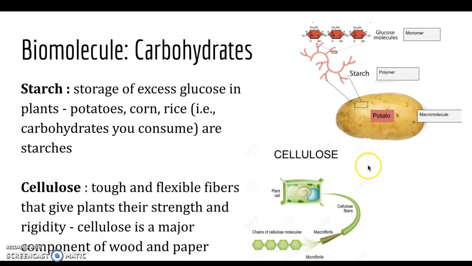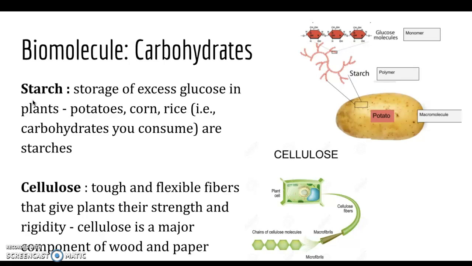Starch is a carbohydrate or a polysaccharide. Starch is responsible for storing glucose in plants. So like humans and animals have glycogen, plants have starch. So potatoes, corn, rice, they are all starches. They store glucose. Humans often rely on starches for a source of energy to replenish their glycogen stores.